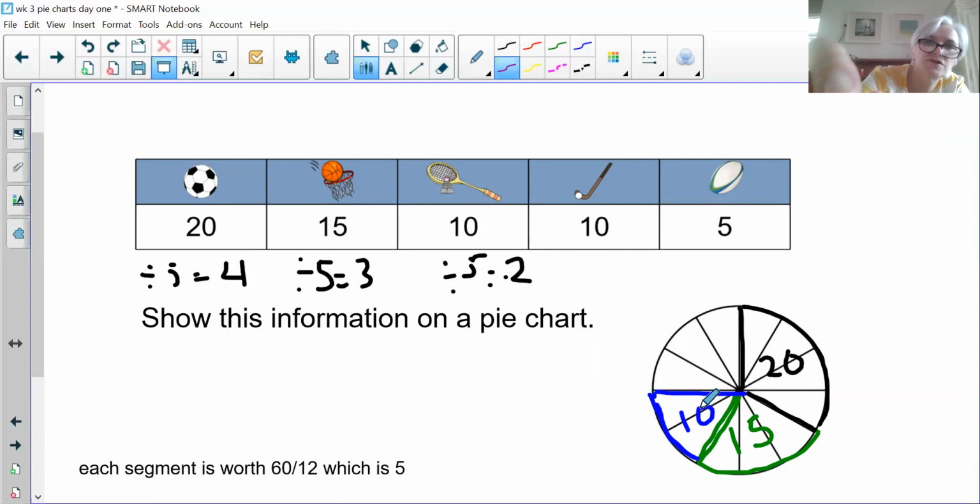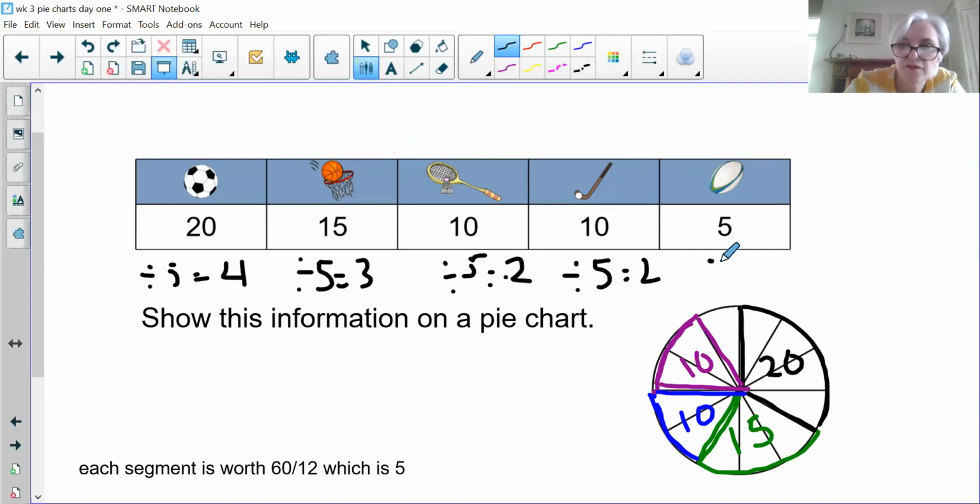And then 10 of them chose hockey. So 10 divided by 5 gives me 2 segments again. That's hockey. And then finally, 5 people. 1 segment, 5 divided by 5 gives me 1 segment. What have I not had here then? Rugby, and that's 5 people. Okay, so we've got 20, 15, 10, 10, 5. Each segment is worth 5 children, and that's why they're the size that they are.